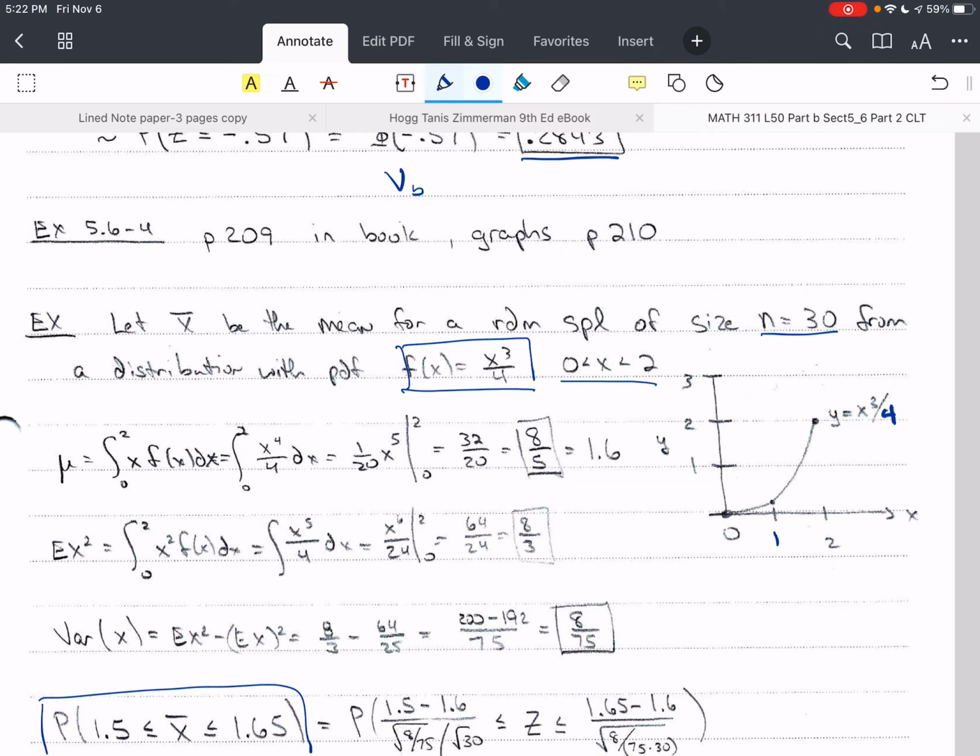So remember that the mean is the integral of x times f of x dx from negative infinity to positive infinity, but the support of x is between 0 and 2, and so every other bit of the integral is going to be 0 because f of x will be 0 outside of the range 0 to 2. Okay?